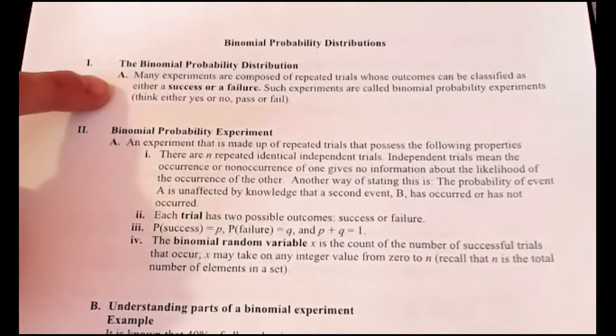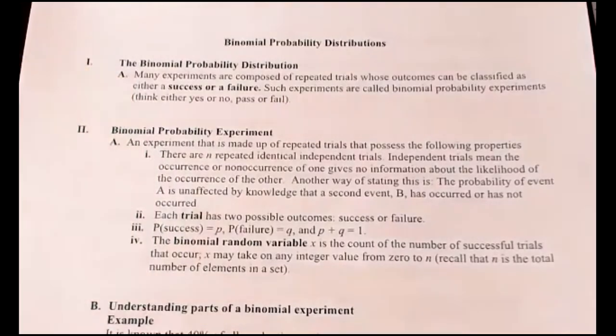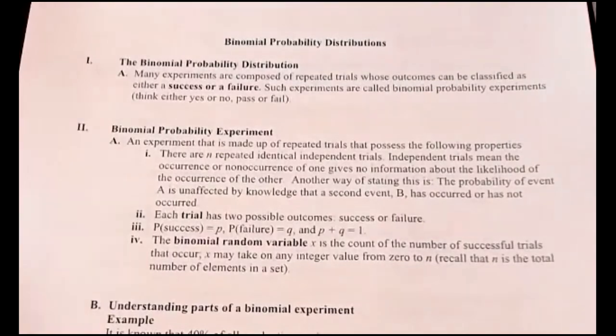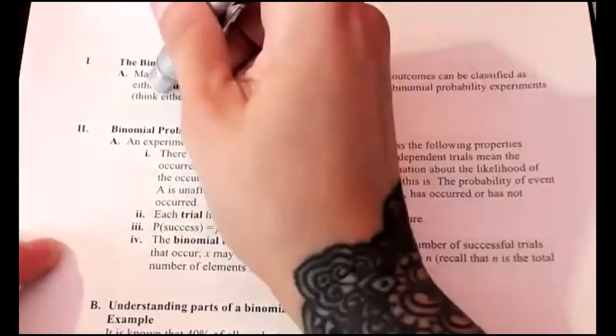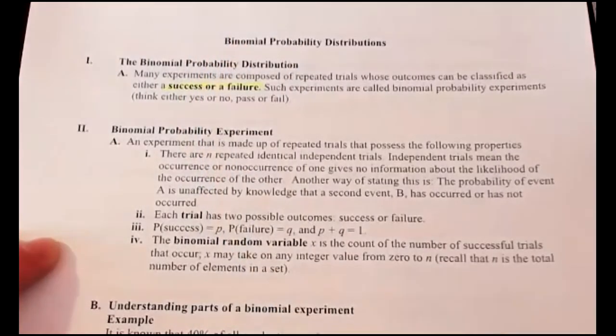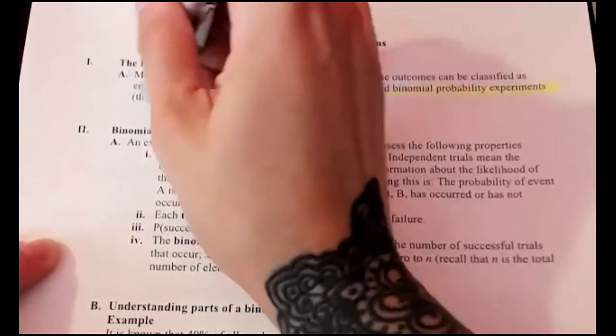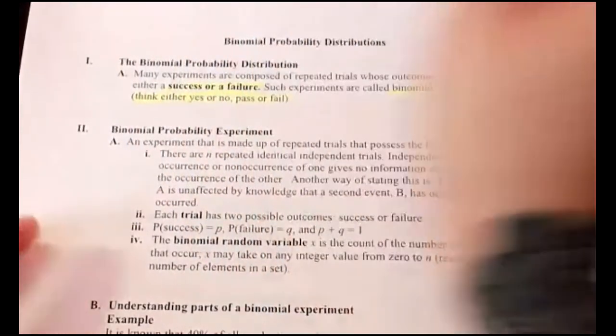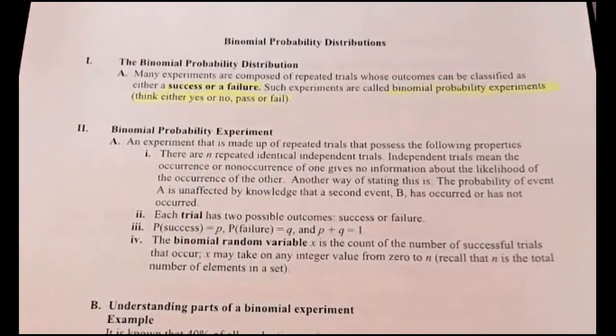Angelica, would you read this statement out loud to everyone about the binomial probability distribution? Many experiments are composed of repeated trials whose outcomes can be classified as either success or failure. Such experiments are called binomial probability experiments. Think either yes or no, or pass or fail. Perfect. Think either it happens or it doesn't. And if that's a scenario where either it happens or it doesn't, binomial probability distribution: 2 outcomes, either it does or it doesn't.